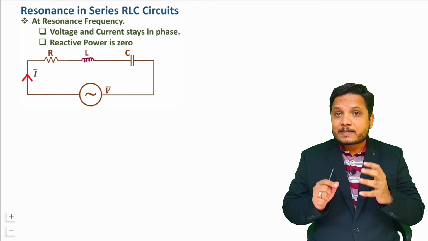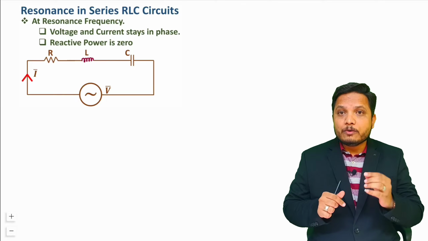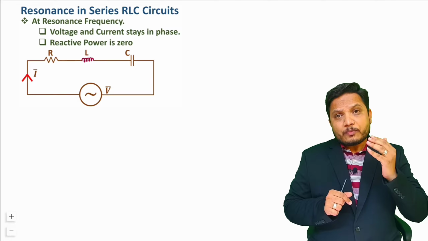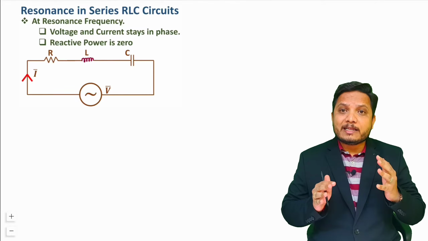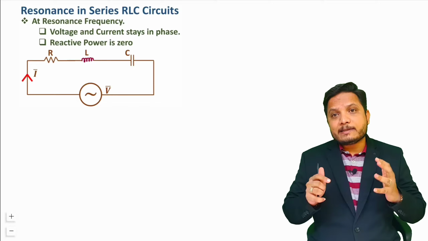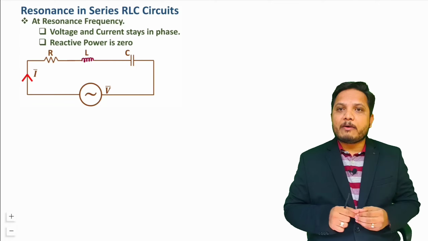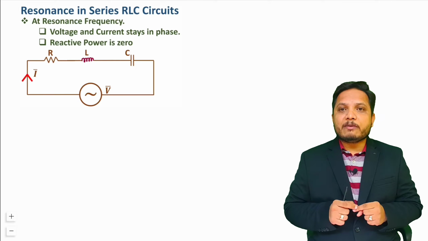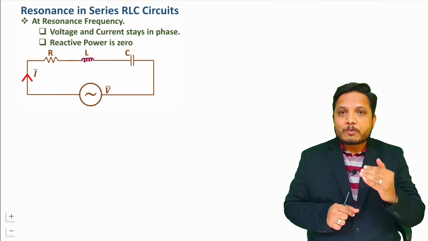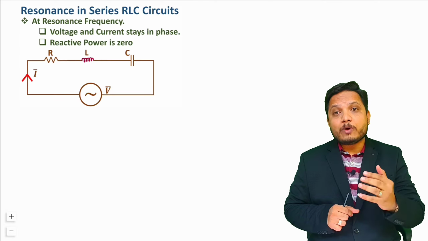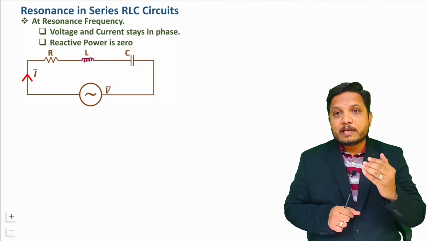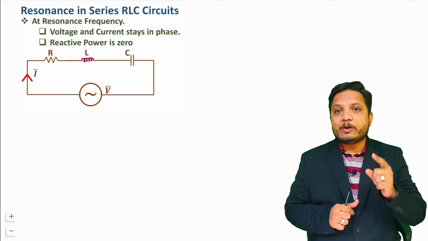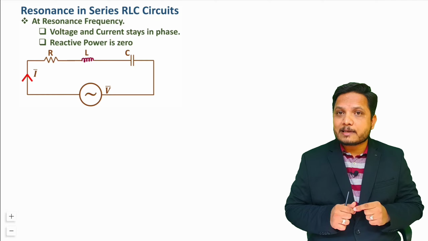So resonance explains that we should have a circuit in which voltage and current are in the same phase, and as they are in the same phase, there will be zero reactive power in the circuit. This is the basic thing which we need to keep in our mind. Now my dear students, I'll explain how to identify resonance frequency for a series RLC circuit, and there are a few essential points that I'll explain regarding series RLC circuits.